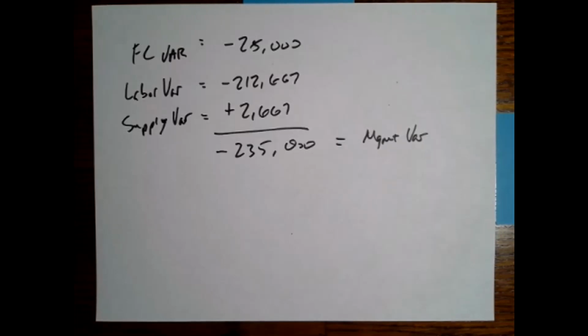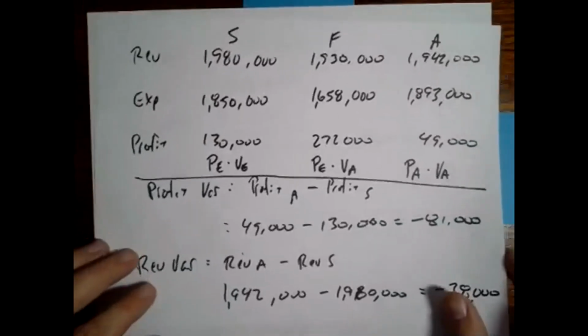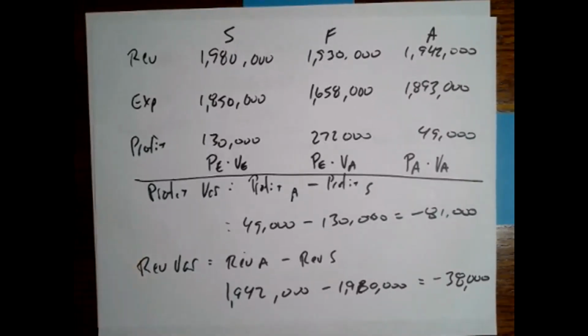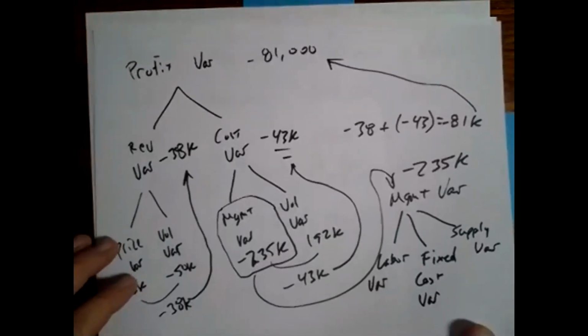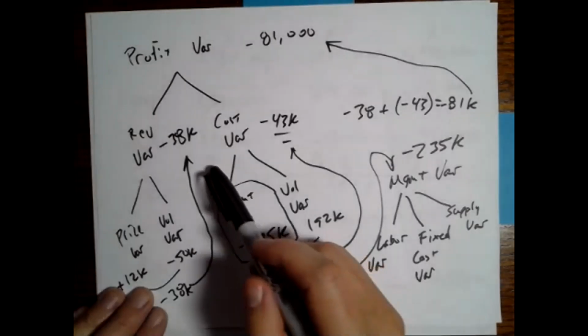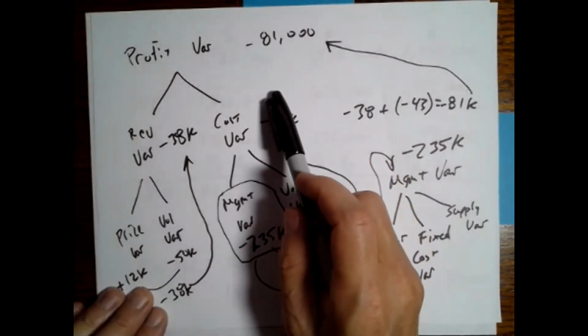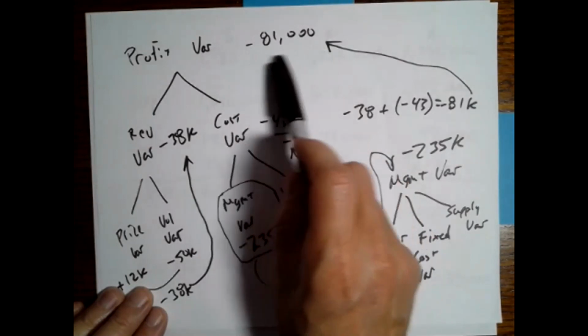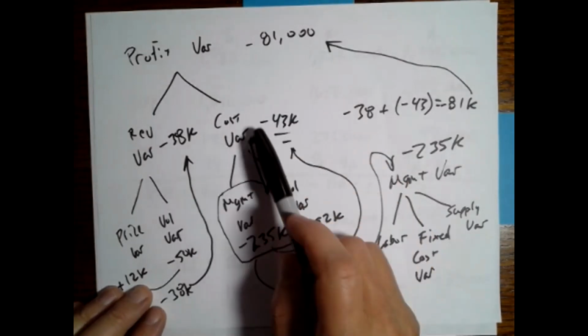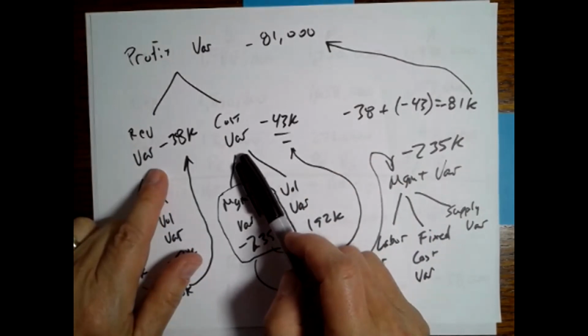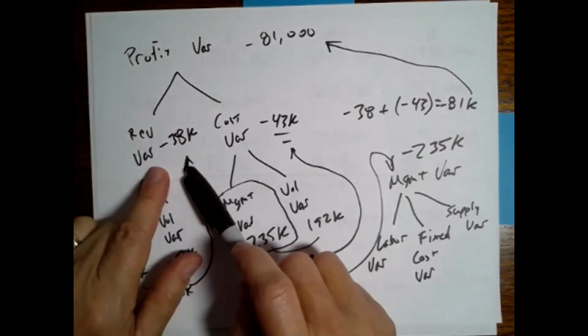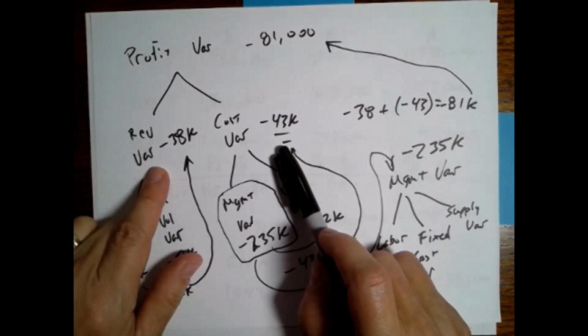Kind of big picture, the clinic fell short 81,000 in profits. So let's go back to our bigger picture hierarchy of outcomes. We missed our profit target by 81,000. That can be explained by the fact that our revenues came in at 38,000 less than we thought they would, and our costs were 43,000 more than we thought they would.